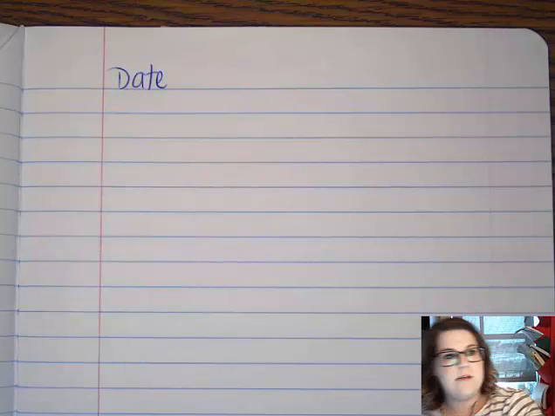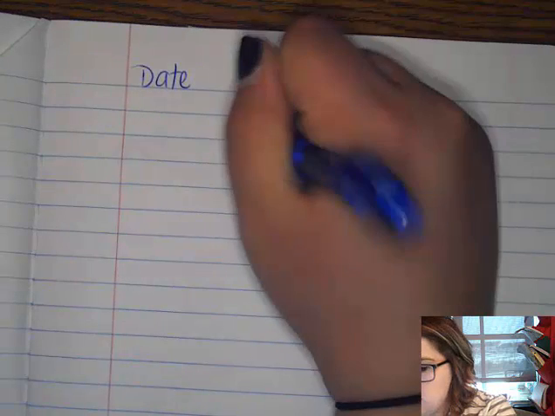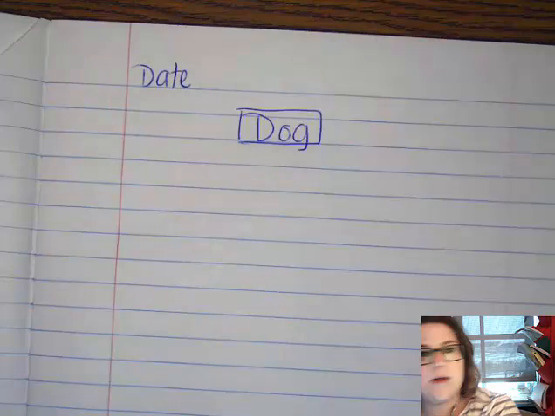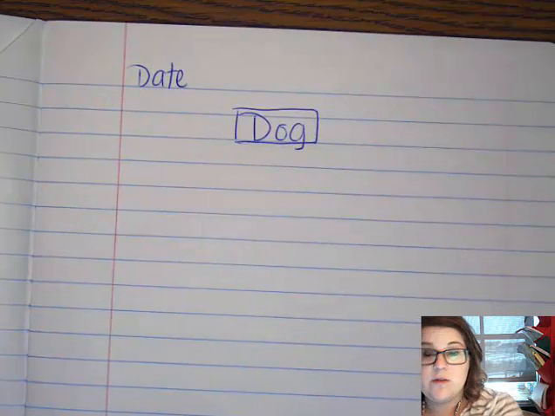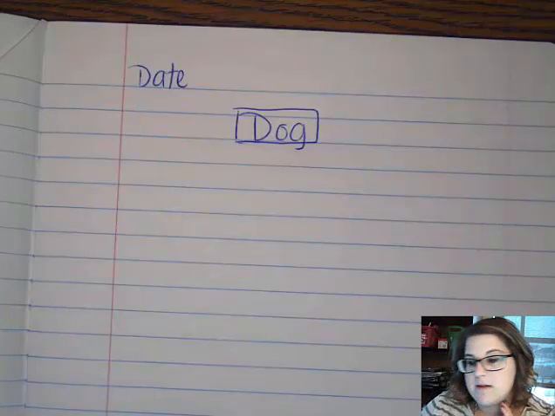You need to write today's date. Please check the calendar. Don't just write the word date. Check today's calendar. But the first thing that I'm going to do is write my character's name, Dog. You can put a box around it, circle it, whatever you'd like to do. You could even do this in a character web if you'd like. But I'm going to set mine up kind of like boxes and bullets.